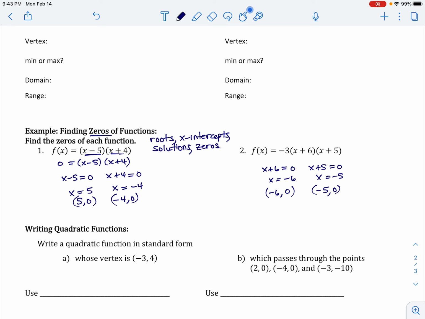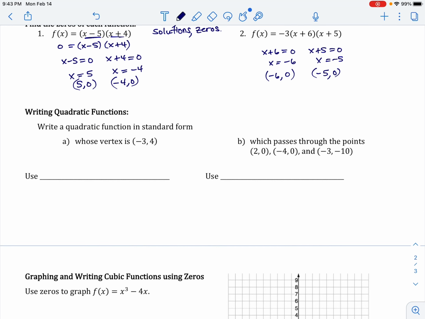All right, next part, writing quadratic functions. We're going to write a quadratic function in standard form whose vertex is negative 3, 4. So now we have to decide what form we are going to use. So we have standard form. This says write a quadratic function in standard form, so we know that we're not going to use standard form to solve it right away. We're going to end up putting it into standard form. We have vertex form and we have intercept form. This one says whose vertex is negative 3, 4.